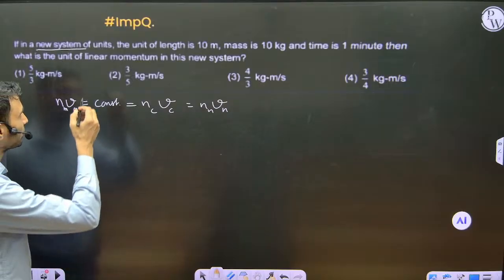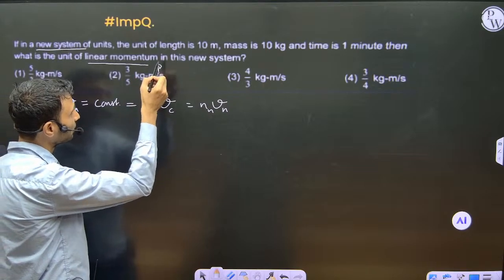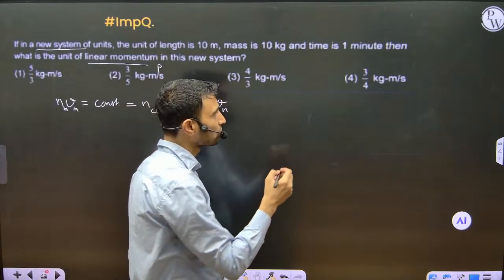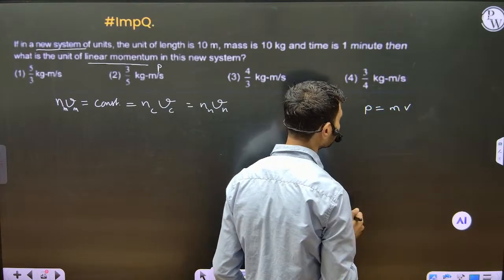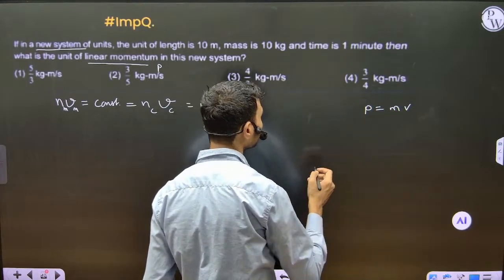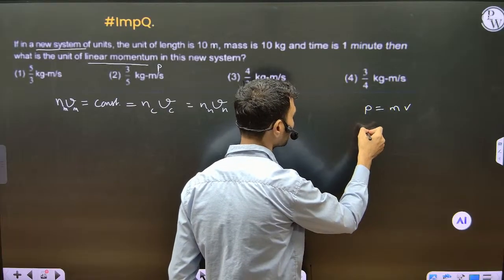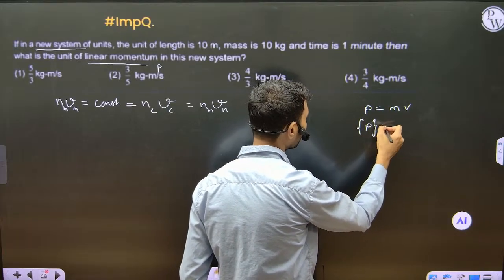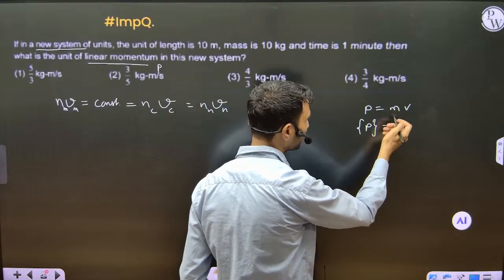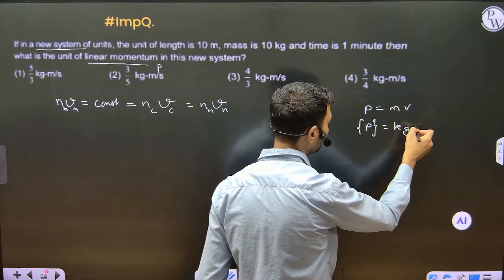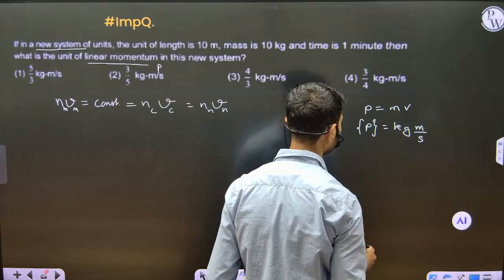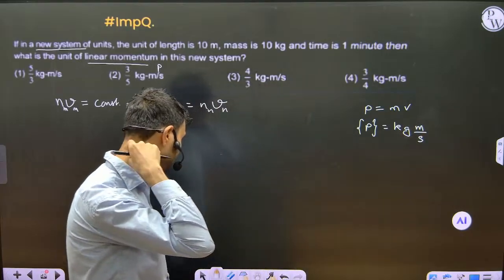And they're talking about linear momentum, which is represented by the letter P. So what is linear momentum? P is equal to mass into velocity. And what will be the unit of P? Mass into velocity, so it is kg into meter per second. So that is the unit.